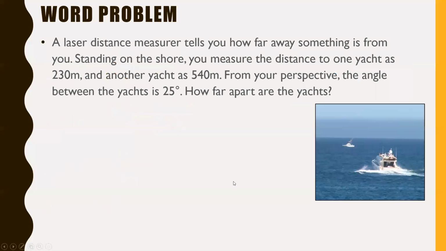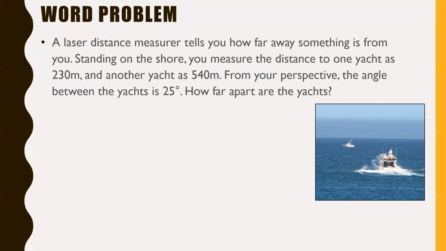Okay, we're going to move on. One last one here. This is a word problem. With word problems, just by the way, make sure you're drawing a picture of the scenario. So here we go. A laser distance measurer tells you how far away something is from you. Standing on the shore, you measure the distance to one yacht as being 230 meters and another yacht as 540 meters. From your perspective, the angle between the yachts is 25 degrees. How far apart are the yachts?